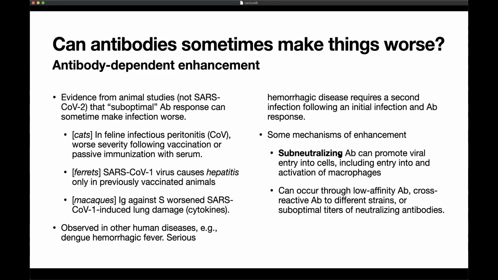So if they bind to the virus, sometimes it can actually promote viral entry into cells, including entry into and activation of macrophages, right? So you can basically have a virus that's not neutralized, but is now absorbed into macrophages, and it's still able to do its thing. It can also occur through low affinity antibodies, so the ones that bind but then detach. You can have cross-reactive antibodies to different strains, so they bind to SARS-CoV-2, but only weakly because they recognize some epitopes that are not particularly conserved. Or you can simply have too few neutralizing antibodies.